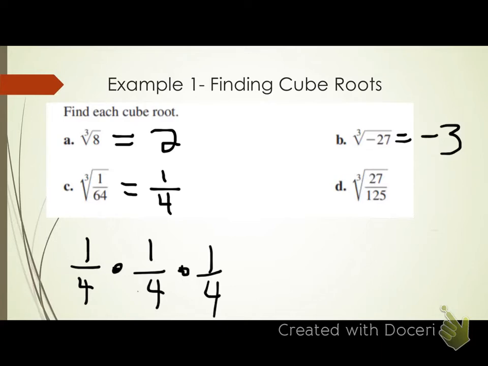Questions on C? Okay, so knowing that information from C, can someone help me out on D? What's the cube root of 27 over 125? The whole thing. Yep, 3/5. 3/5, very good. Cube root of 27, 3. Cube root of 125, 5. Put it together. There's my fraction. Questions on D?